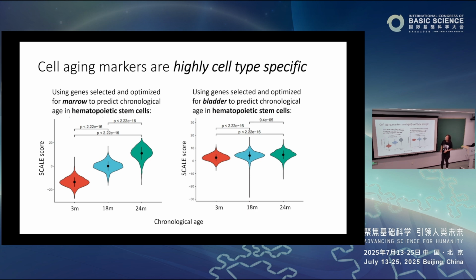For example, here is the age of the mouse, from 3 months to 24 months. 24-month mice are like 70-year-old people, so they are old. You have this gene list that is selected and optimized for bone marrow, and you see that it predicts the chronological age of hematopoietic stem cells. However, if you take this gene list to predict the aging of bladder, if you train it on the bladder, then it doesn't predict the stem cells.